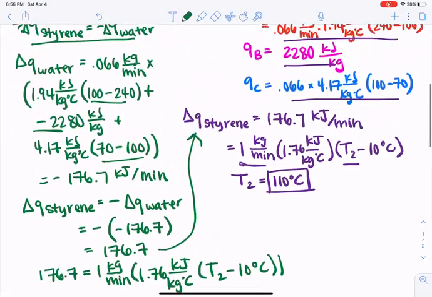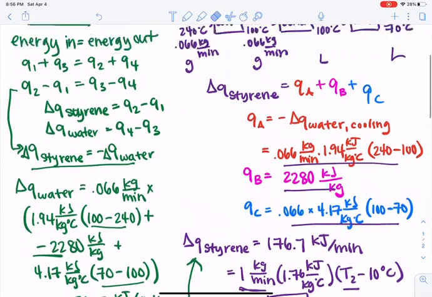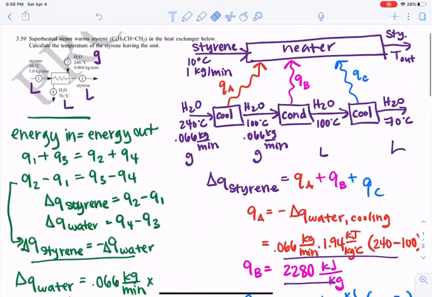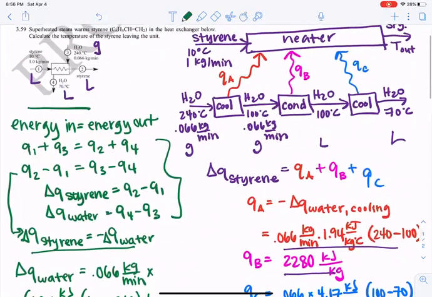So this is just a little more intuitive to me because I've just got a delta Q of water, and it's easy for me to think about what those signs should be. If you wanted to, you don't even have to explicitly write out these steps. You can just say that my energy change of styrene is how much energy my water is losing, and jump straight here.